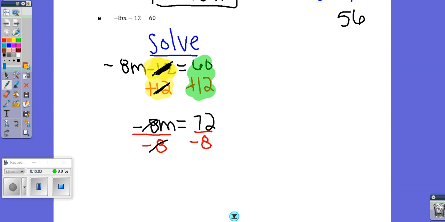oh, I think my board might be frozen. So m is equal to negative 9. 72 divided by negative 8 is negative 9.